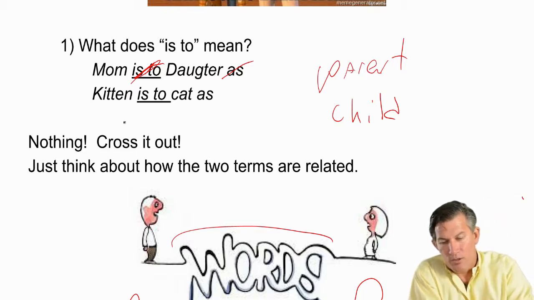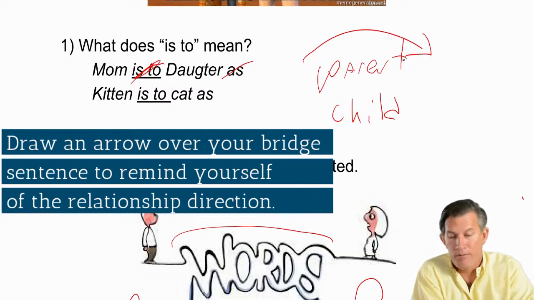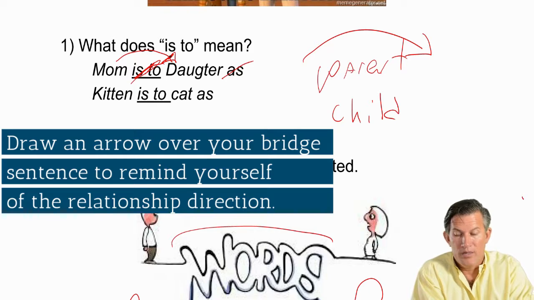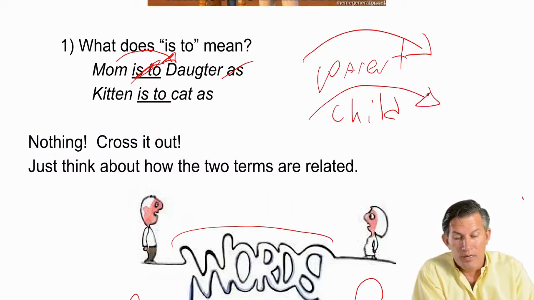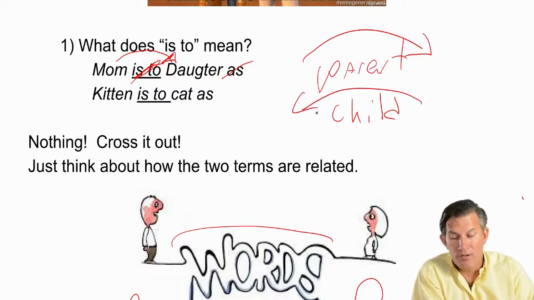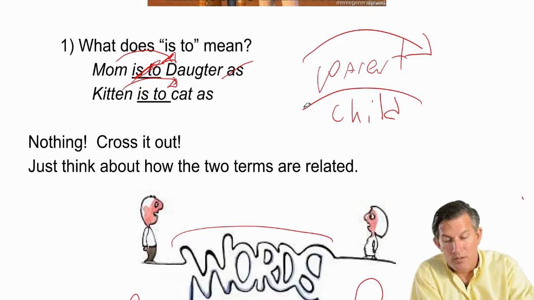So also, it would have to go like this. Mom is the parent of the daughter. You can draw it there, or you can draw an arrow here, whichever one you prefer. All right, the kitten is the child of the cat, so the arrow would also go this way. Now, what would be wrong is if you said the cat is the child of the kitten. This is wrong, this is right. So erase that.